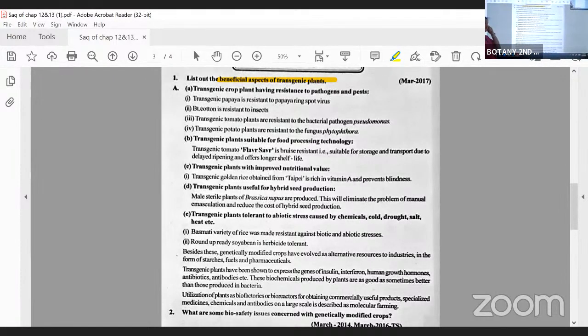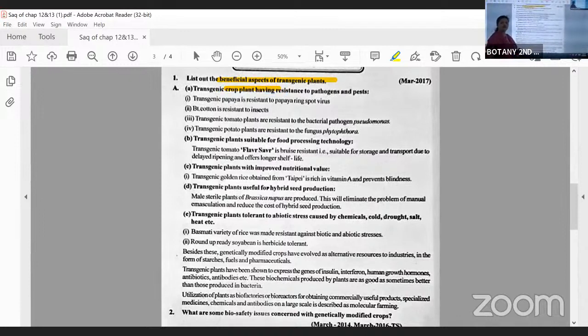What are the beneficial aspects of transgenic plants? Beneficial aspects means the uses we are getting from these transgenic plants. So here we have to give this in 5 different side headings. Transgenic plants which are made in the crop varieties, that's what we have to write.